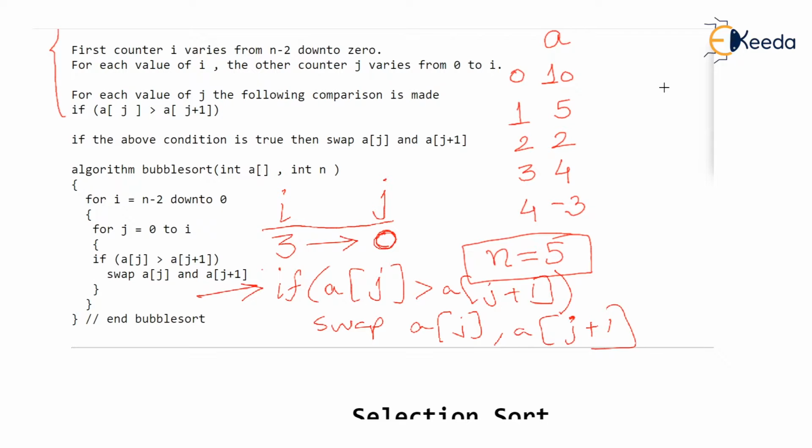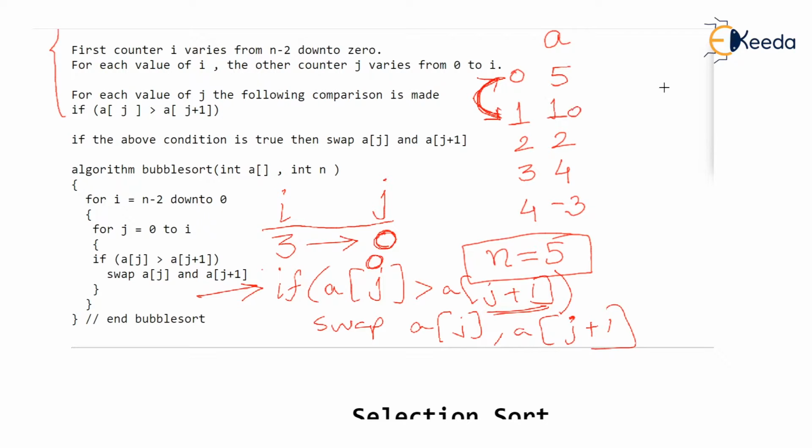So as j is 0, this a of j means a0, correct? And as j is 0, this a of j plus 1 becomes a1. So we are asking, is a0 greater than a1? Check this in the array. We are comparing, is a0 greater than a1? And you observe a0 is having a value 10, which is greater than the value 5. a0 is greater than a1. Then we will simply swap the values of a of j and a of j plus 1, that is a0 and a1. So after the swap, 5 and 10 are exchanged. This is what we get.